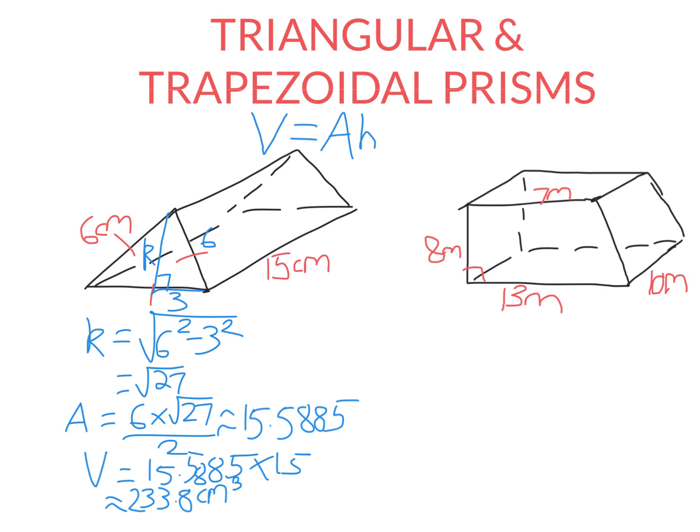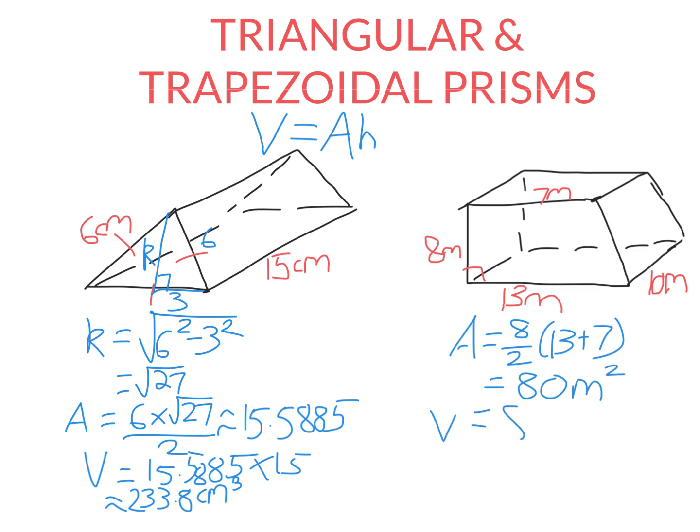It does look different, but for any prism, volume equals area of base times perpendicular height. So the area here of the base, the area of the trapezium, is h over 2 multiplied by the sum of the 2 parallel sides. So 20 by 4 gives us 80 meters squared. That's the area of the base.